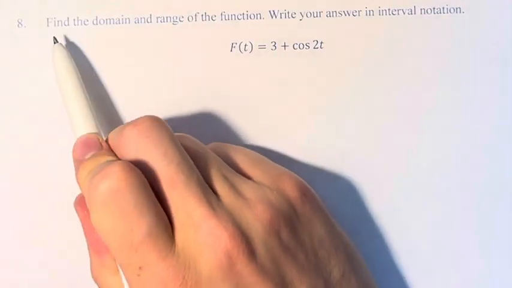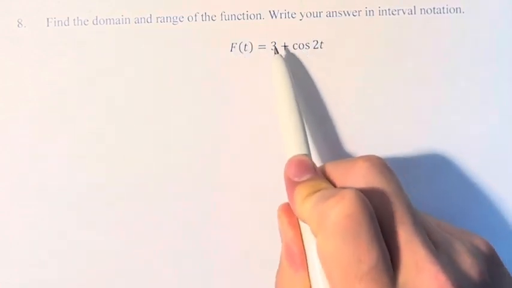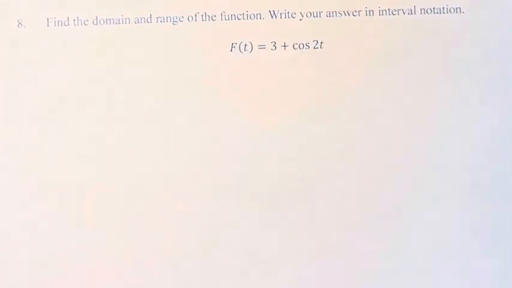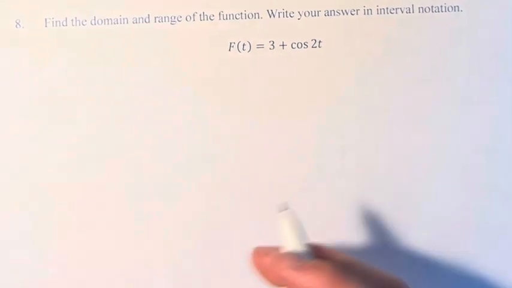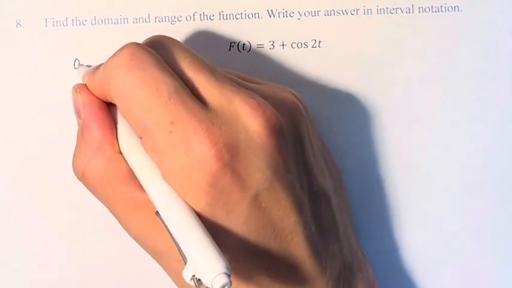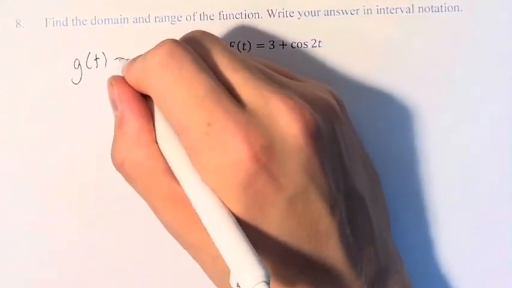In this problem, we're asked to find the domain and range of the function f of t is equal to 3 plus cosine of 2t. So to find this, we're going to start with the domain and range of another function. We can call it g of t is equal to cosine of t.